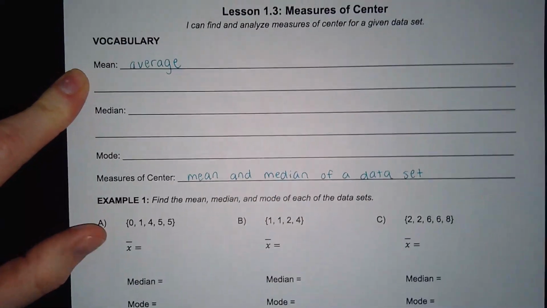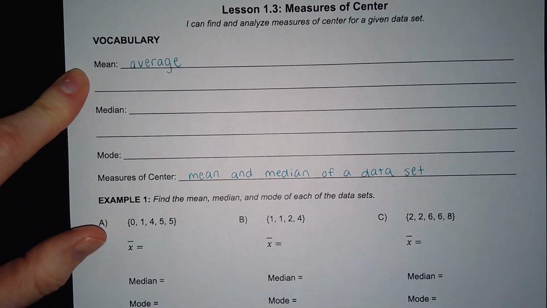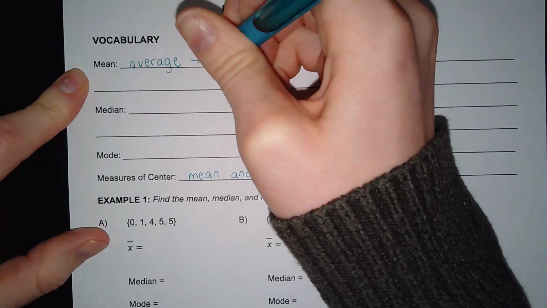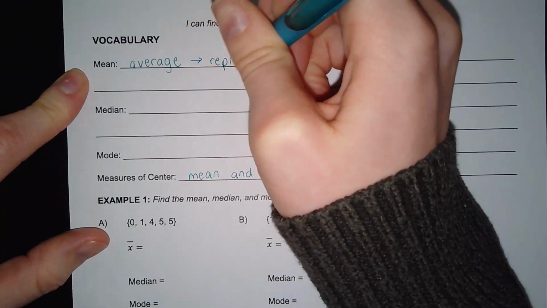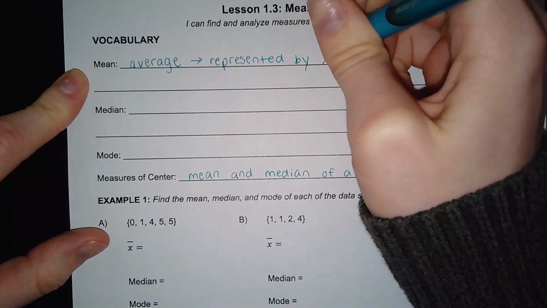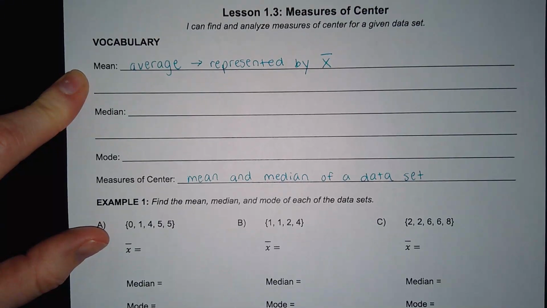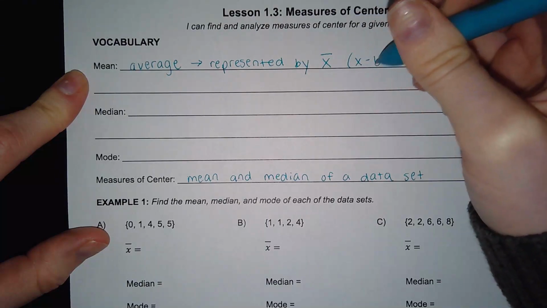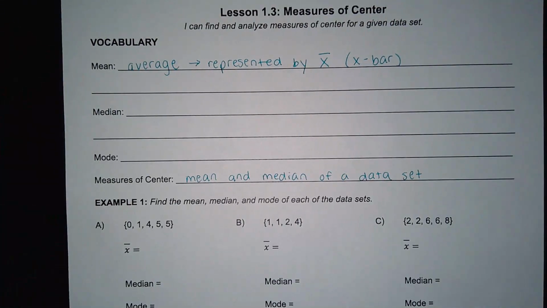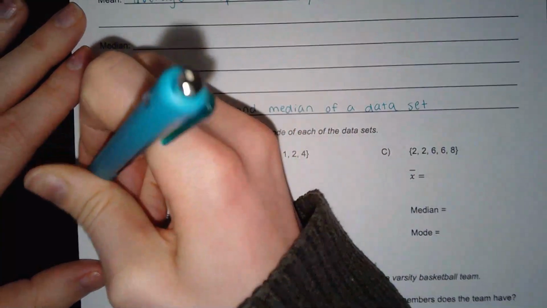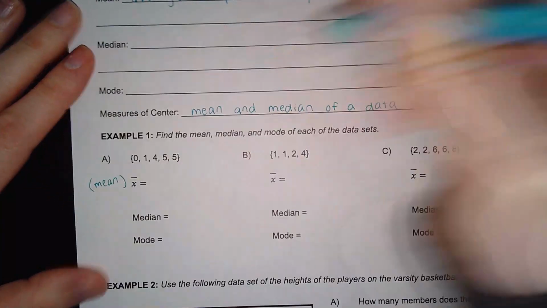Now, something new when it comes to mean is a symbol that we actually use to represent the mean. So we're going to say this is represented by this symbol, which is an X with a line above it. That X with a line above it, whenever we see that, we would read that as X bar. And we should know that that's indicating to find the mean. So for example, when we see down here this X bar, we should know that that's referring to the mean of the data set.